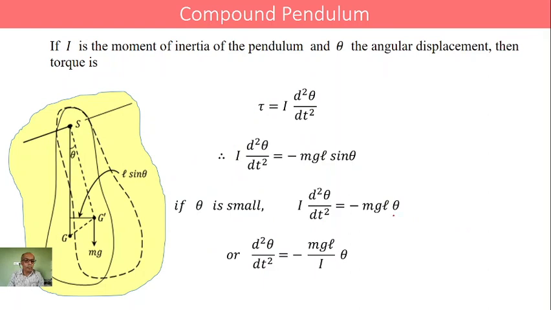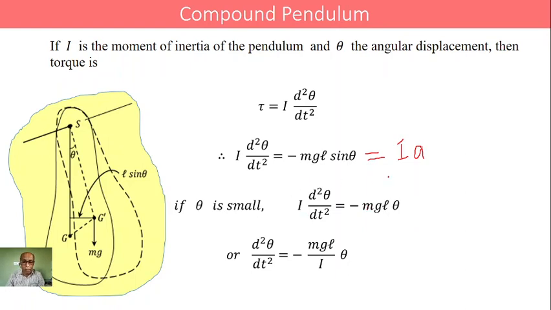Now, if capital I is the moment of inertia of the pendulum and theta the angular displacement, then torque tau is equal to I into d square theta by dt square. Also tau is equal to minus mgl sin theta. Equating these two, I into d square theta by dt square equals minus mgl sin theta. D square theta by dt square is the acceleration A, so I into A equals minus mgl sin theta.